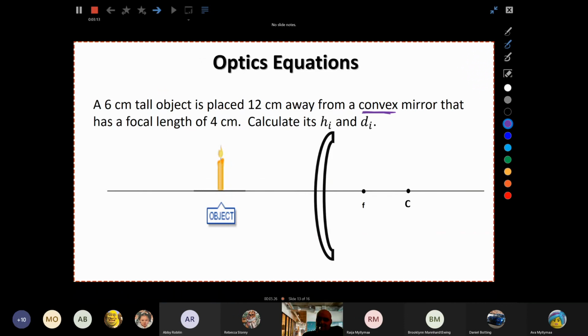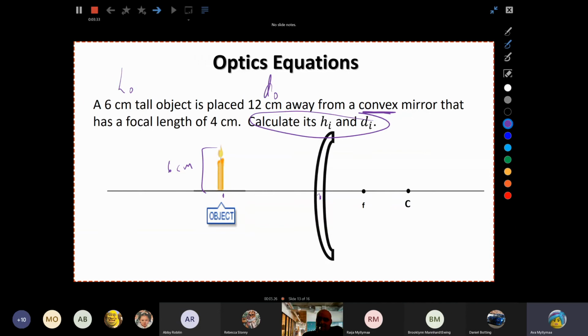This is kind of what it's going to look like. Again, I did my best to sort of ballpark it. So I tried to put it 12 away, and then that was 6. Calculate its hi and di.